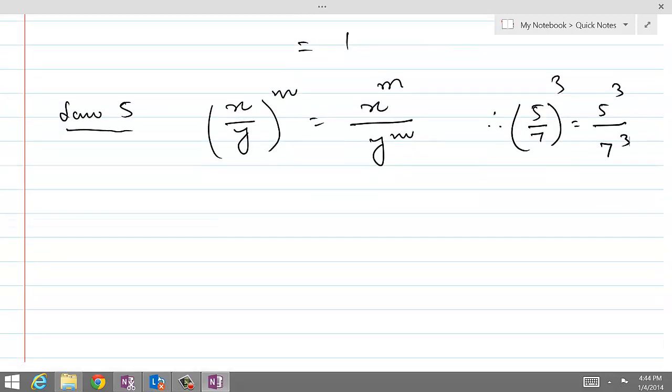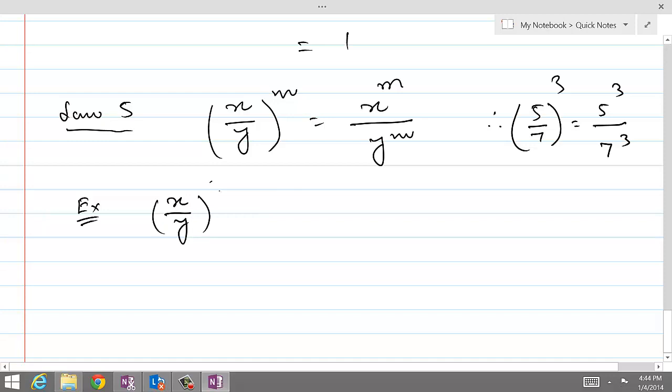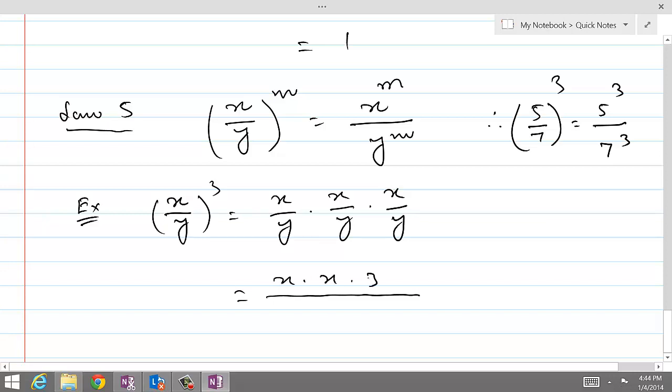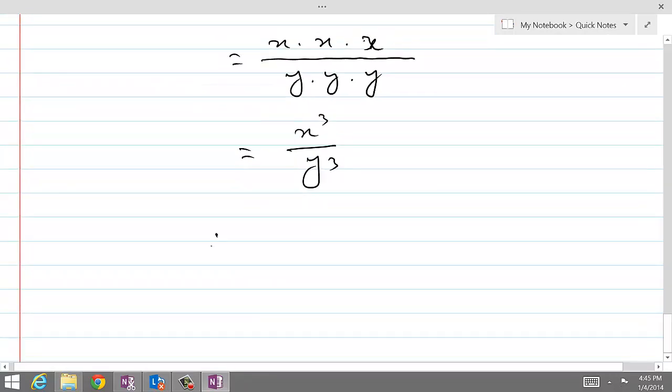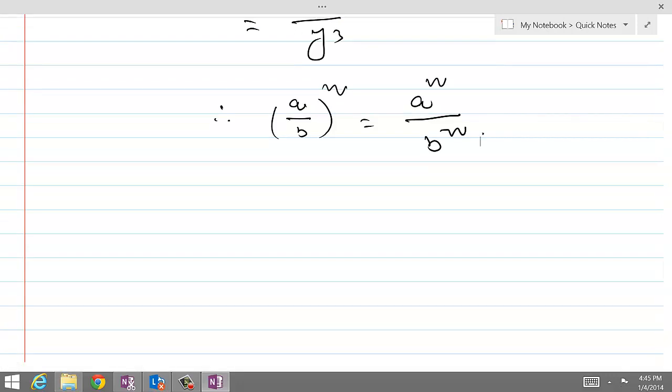Let's try to prove this. Let's say that x over y has power 3, what it really means is x over y times x over y times x over y. What is the base? x over y. So this is x over y again, and again, and this means in the numerator x is multiplying 3 times, and in the denominator y is multiplying 3 times. This means x power 3 over y power 3. So that's how it works. So it means that (a over b) power n is equal to a power n over b power n. Now let's do a few questions to apply these laws.